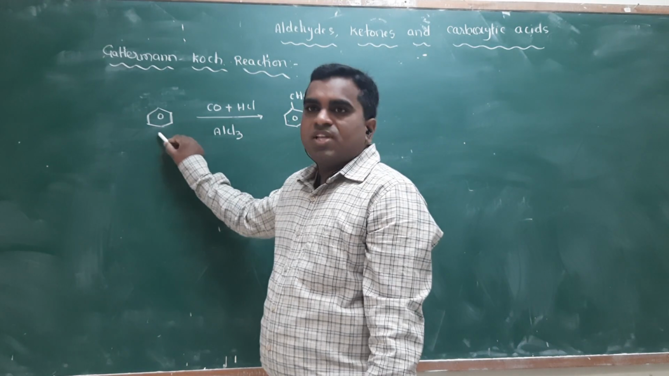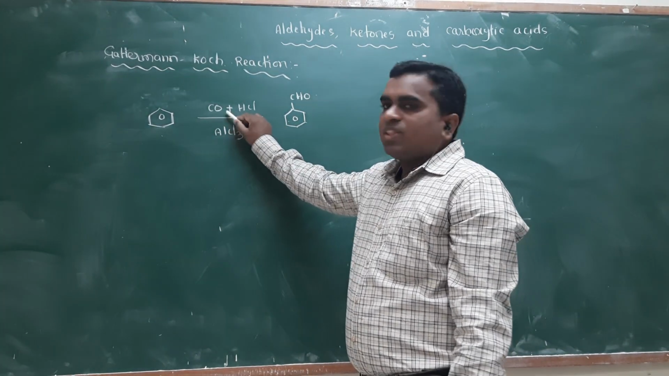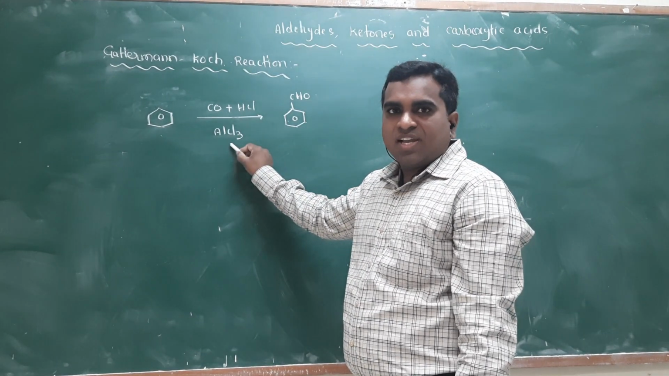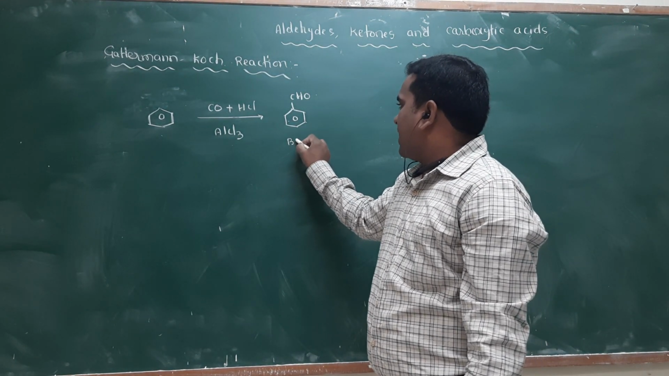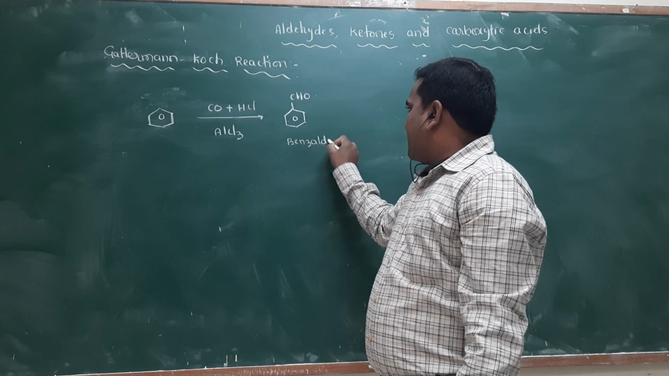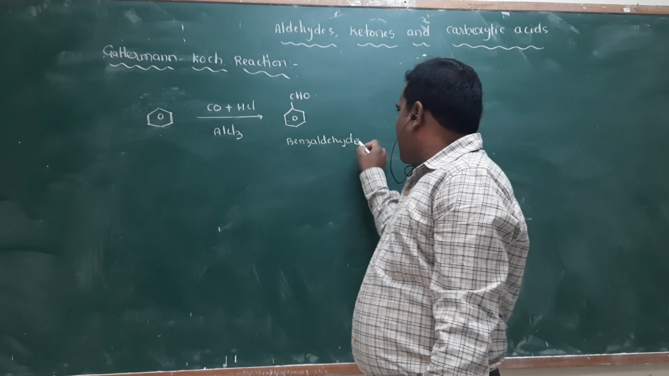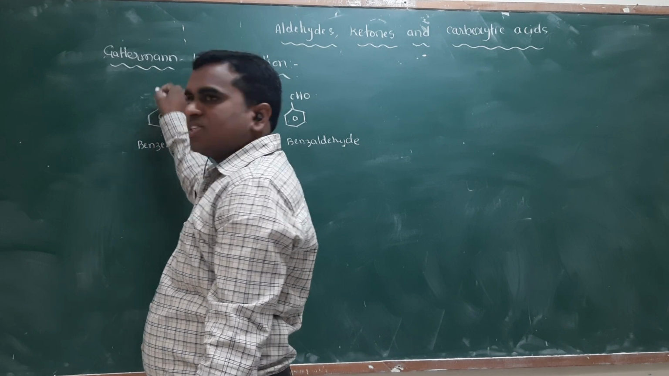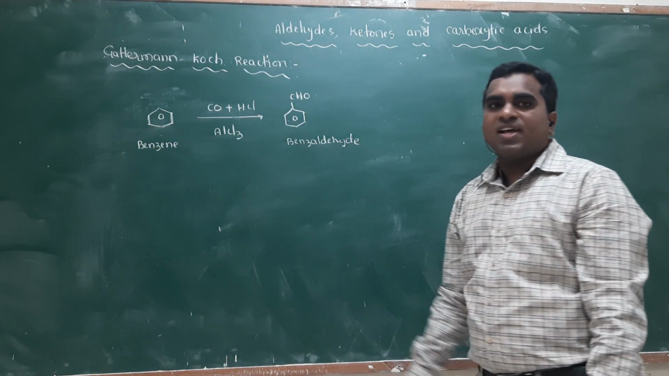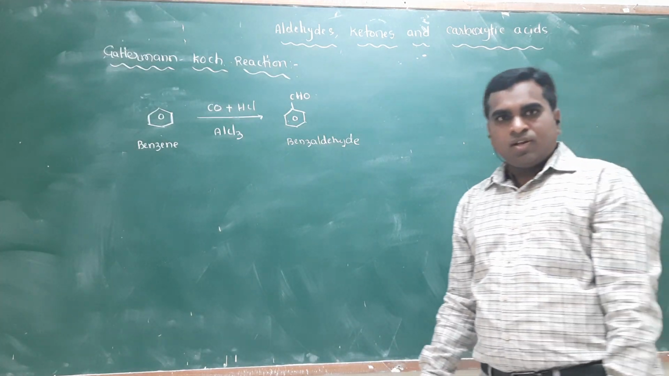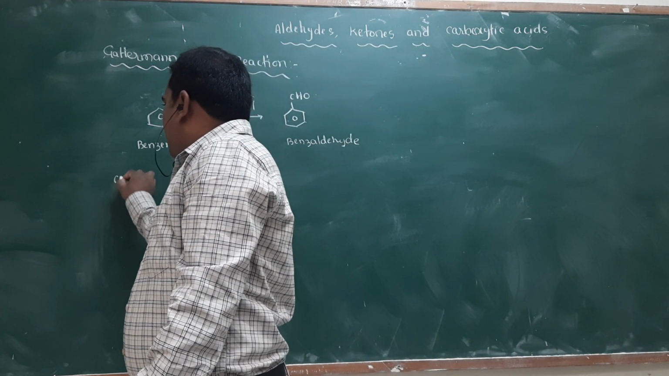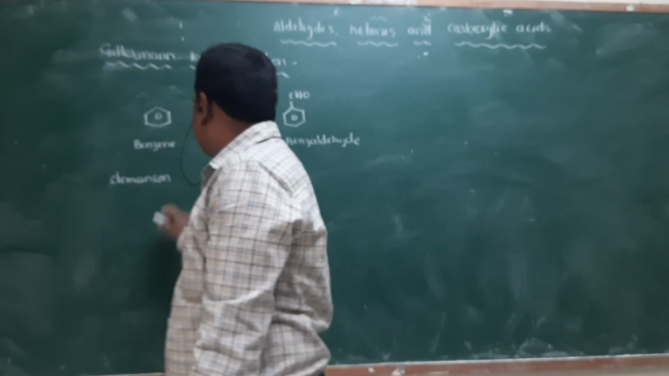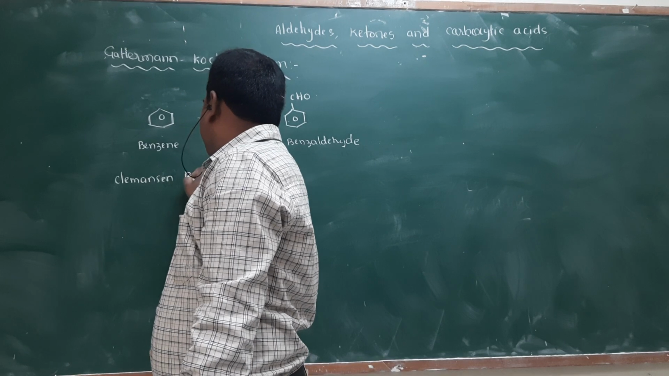Okay? See what is that? Benzene, when we treat it with carbon monoxide plus HCl in presence of AlCl3, gives benzaldehyde. I have given CH3 there in the material. And next one. Next one is the Clemmensen reaction.